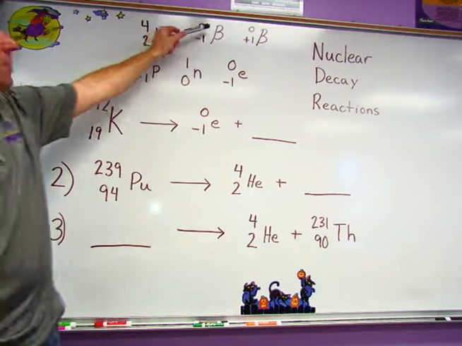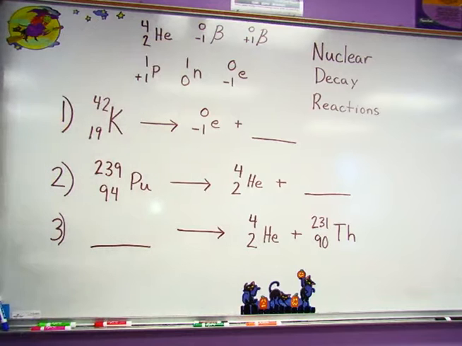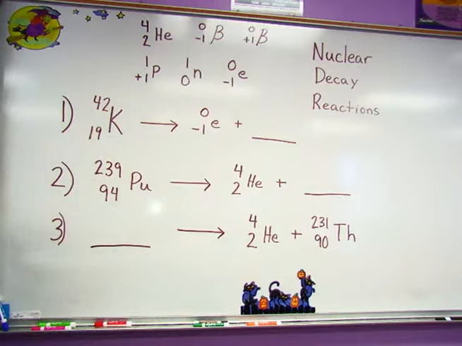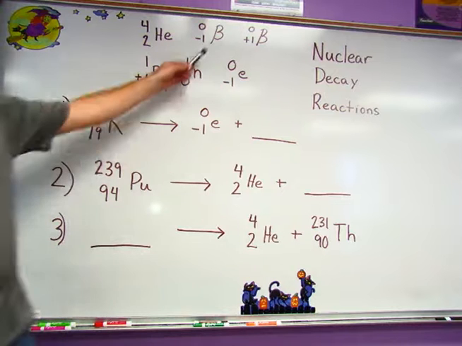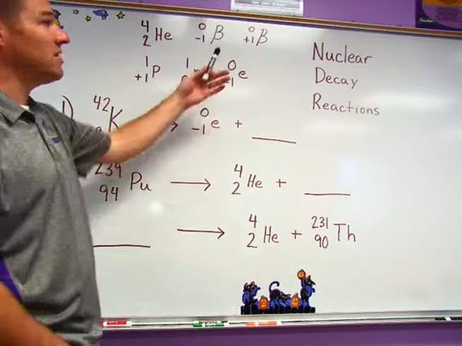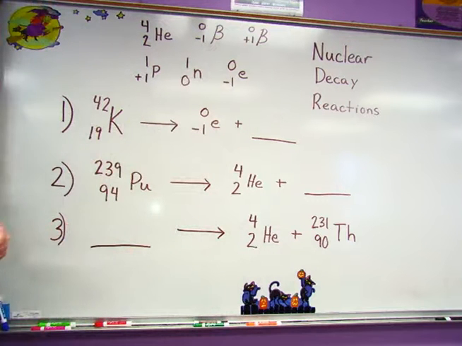You have your beta particle, which is basically an electron that is fabricated in the nucleus. So it has a mass of 0 and a charge of -1. Then you have your positron, which is another particle fabricated in the nucleus, and it has a mass of 0 and a charge of +1. That's why it's called positron, because it's basically a positively charged electron.